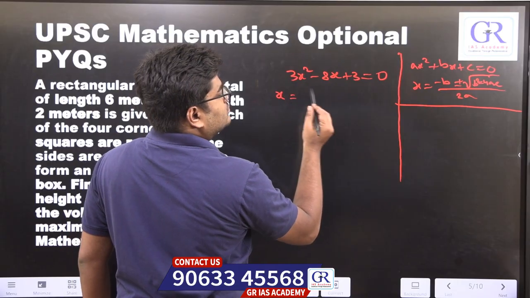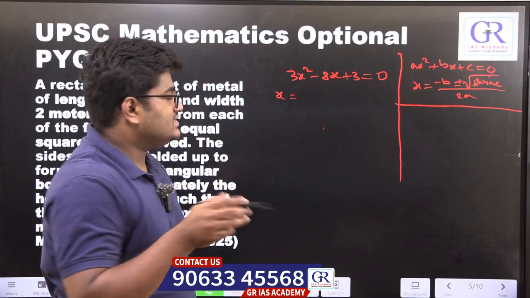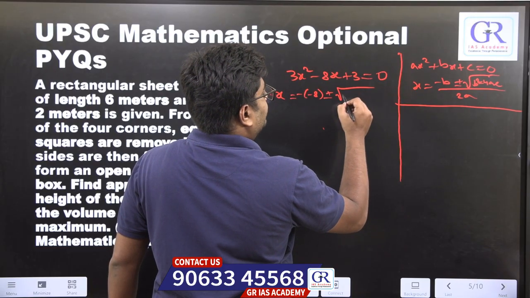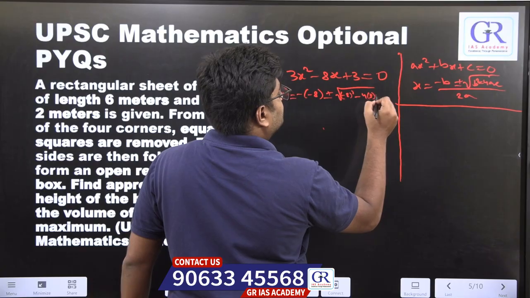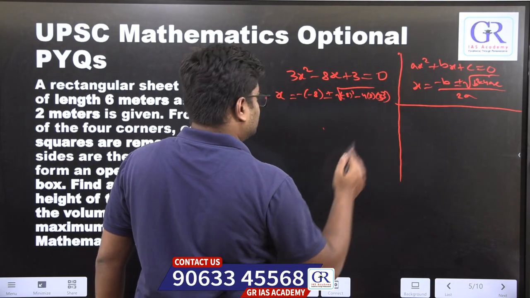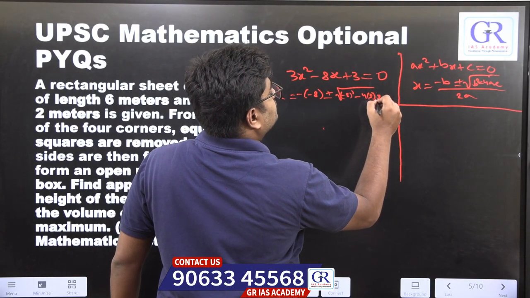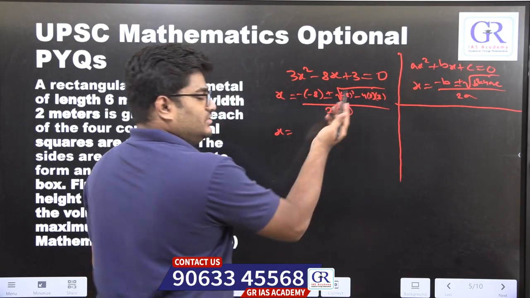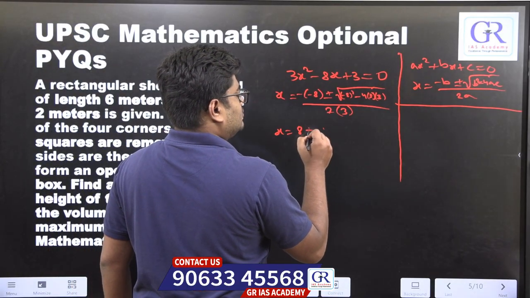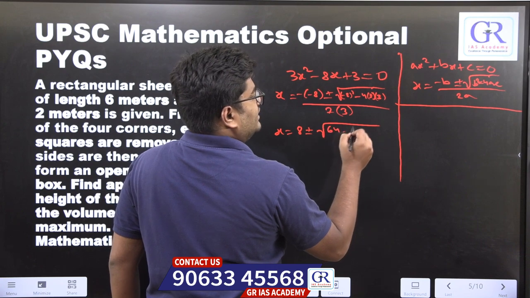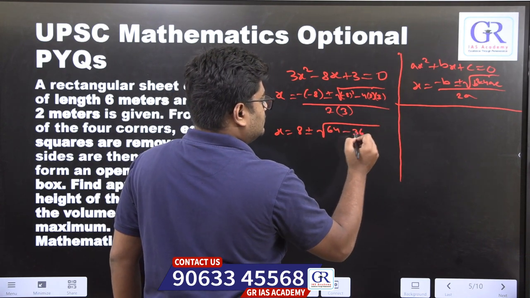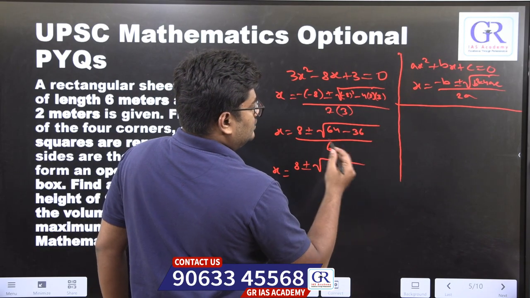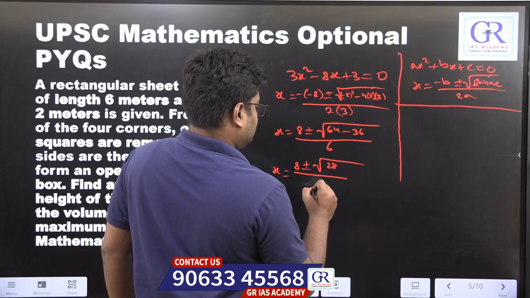So in this equation, x is equal to minus b. What is b? b is minus 8. So it will be minus of minus 8 plus or minus root of b square, negative 8 square, minus 4 into a is 3, c is also 3, by 2 into a is 3 again. So x is equal to negative into negative is positive. So 8 plus or minus square root of this is 64 minus 4 into 3 into 3, that is 4 into 9, 36, by 2 into 3 is 6. So x is equal to 8 plus or minus root of 64 minus 36 is 28 by 6.